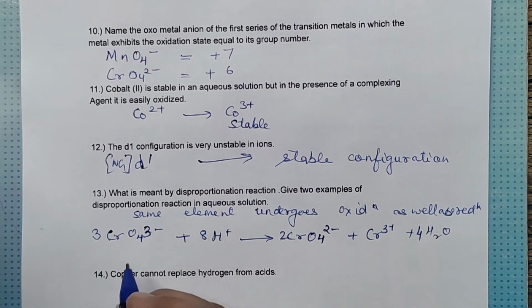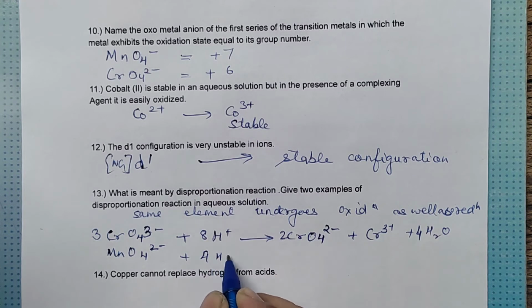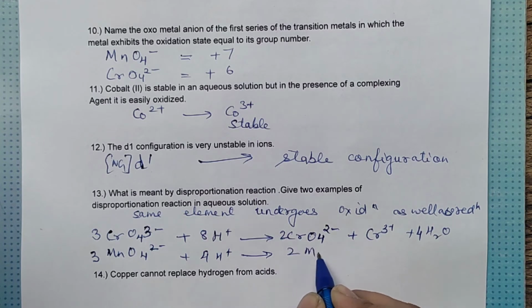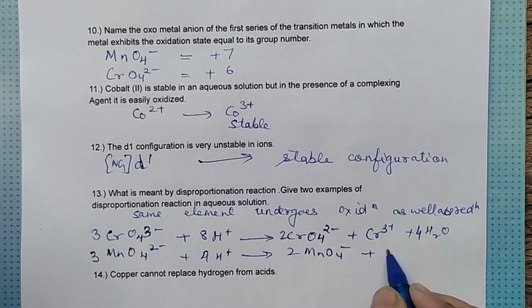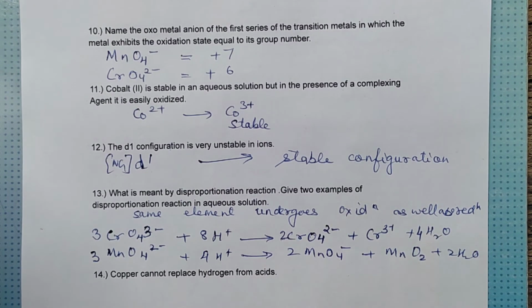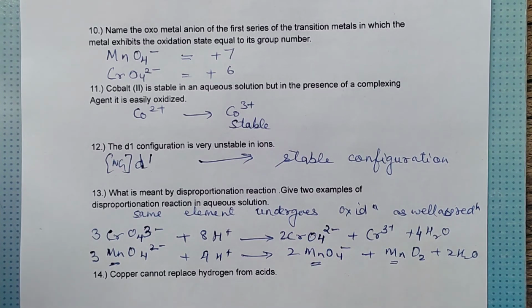Apart from that, you can also write one more equation, MnO4 2 minus plus 4H plus. So when you're balancing, this will be 3, giving 2 MnO4 minus plus MnO2 plus 2H2O. You can just cross check on your own the oxidation state changes. Here it is Mn 6, it is becoming 7 and it is becoming 4, meaning it is increasing as well as decreasing. The same element is undergoing increase and decrease, right?